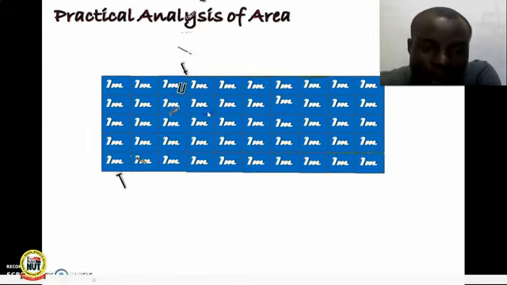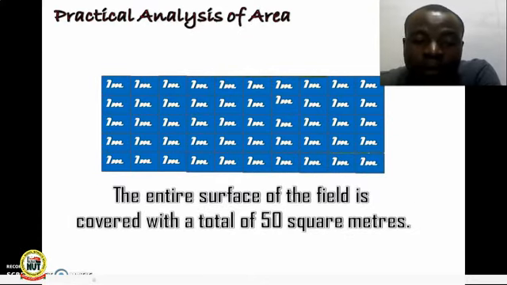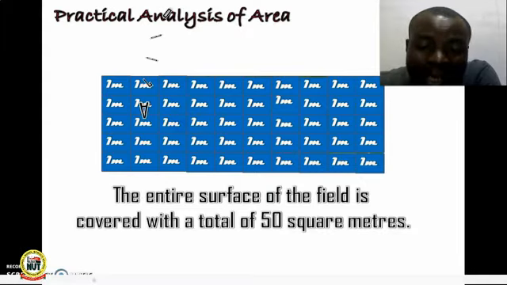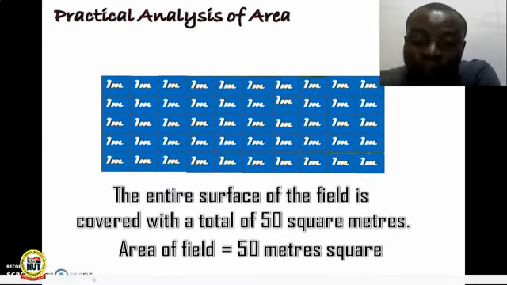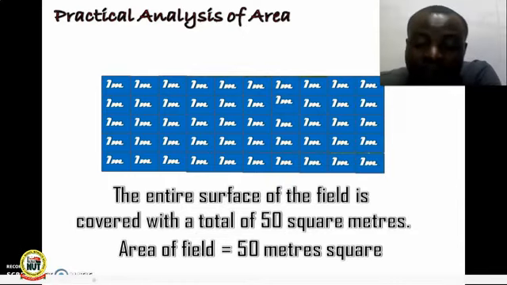So, the entire surface of the football field is covered with a total of 50 square meters. Therefore, the area of this football field, not the perimeter now, the area of this football field is 50 meters square. Right? Good. So, this is just the practical analysis of area.